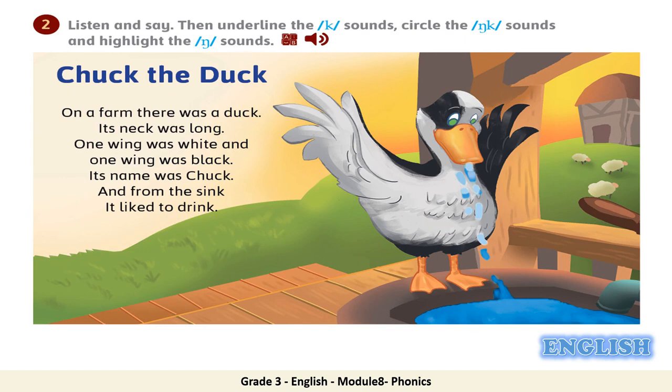Chuck the duck. On a farm there was a duck. Its neck was long. One wing was white and one wing was black. Its name was Chuck. And from the sink it liked to drink.